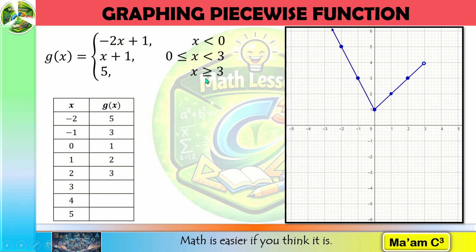Next condition, we have x is greater than or equal to 3. So let's start with 3. If x is equal to 3, our y is equal to 5. So we have 3 and then 5 here. Why is it closed? Because there is "or equal to." If x is 4, that is greater than 3, y is still equal to 5. So if it is 4, y is 5.